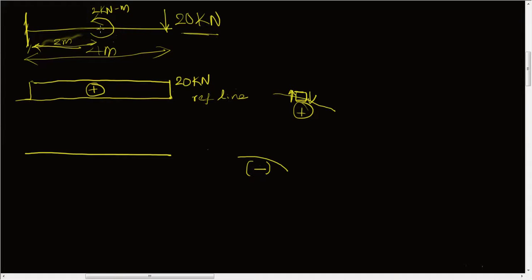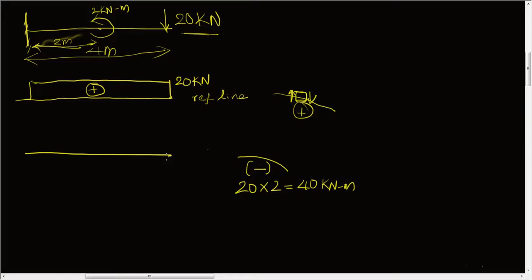Okay, at this location our bending moment is 20 into 2 meters, 20 kilonewton into 2 meters, which is 40 kilonewton meter. And at this location our bending moment is 0, because the load itself is passing through that point and the distance is 0 in this case, and our bending moment is also 0 at this end.